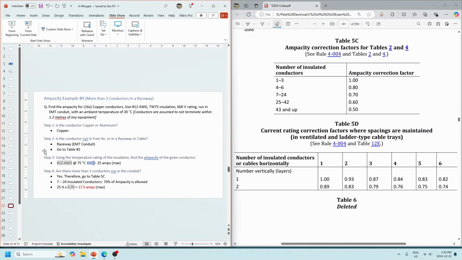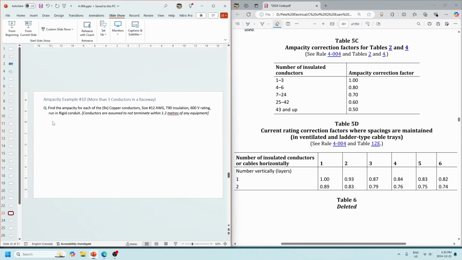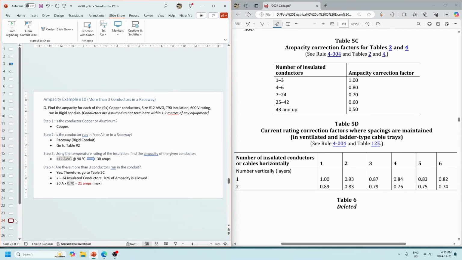Okay, next one, guys, number 10. All right, so we've got the ampacity for each of 9 copper conductors. Number 12, T90 insulation, 600 volt rating. This one's run in rigid conduit. So again, we're in table 2. So really mixing it up here. I've gone from table 2 to table 2 to table 2.